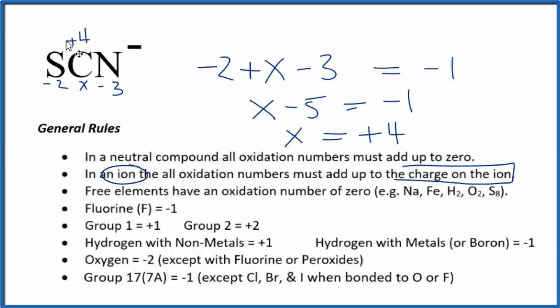And that positive 4 will be the oxidation number on the C in SCN minus. If we add these oxidation numbers up, minus 2 plus 4 gives us positive 2, positive 2 plus negative 3, we end up with a negative 1. And that makes sense. That's the charge on the thiocyanate ion. The key here is that we assigned the more electronegative elements their charge as found on the periodic table, their ionic charge. And we used that information to figure out the element we didn't know, the carbon.